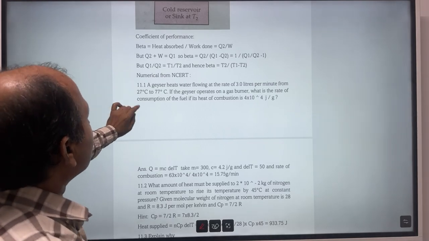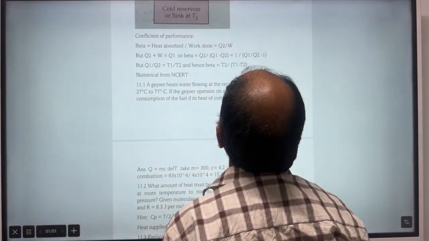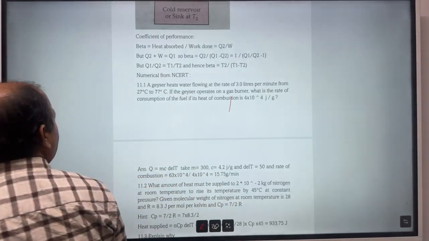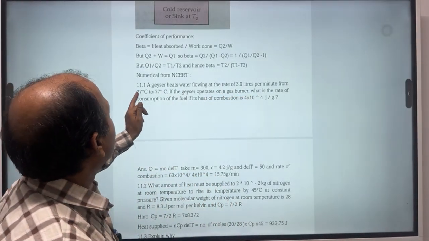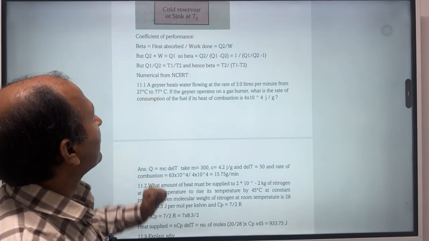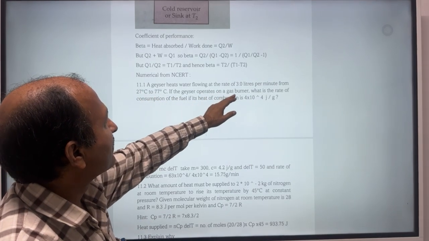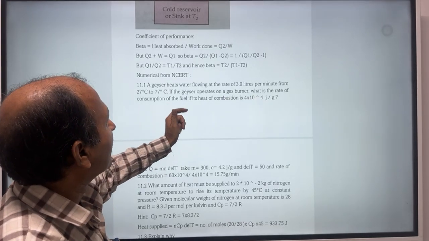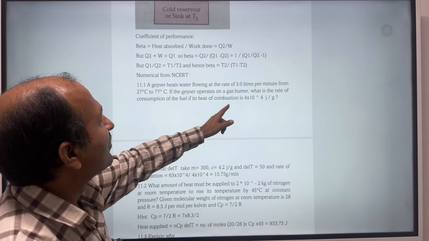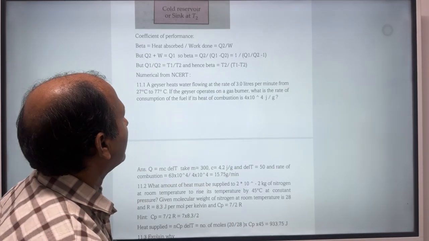Question 1 says, a geyser heats water flowing at the rate of 3 liter per minute from 27 degree to 77 degree. If the geyser operates on a gas burner, what is the rate of consumption of the fuel if its heat of combustion is 4 into 10 power 4 joule per gram?